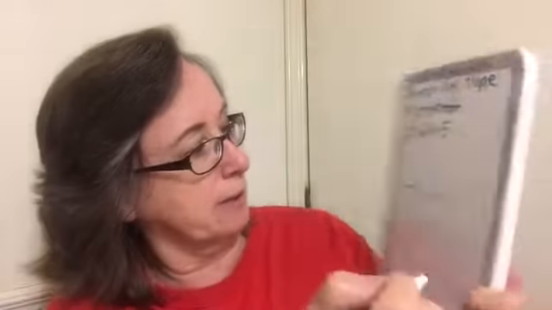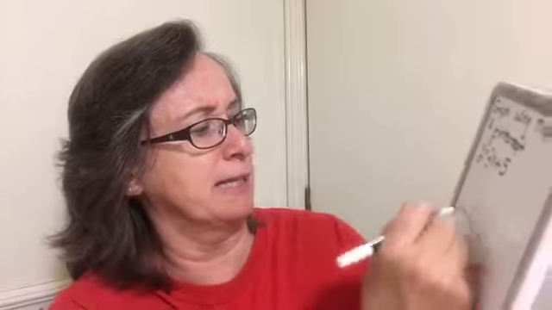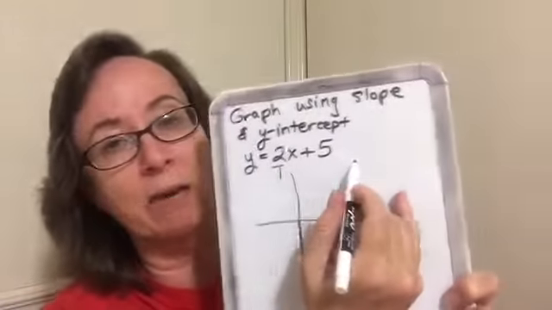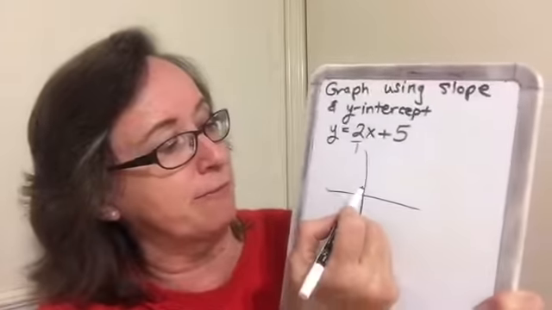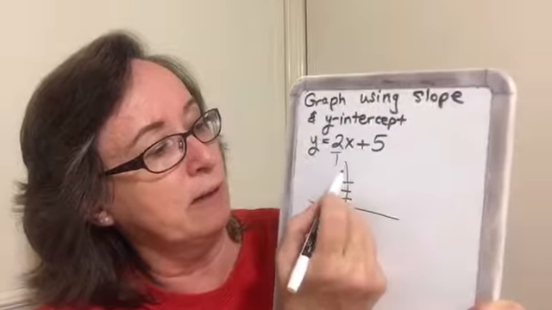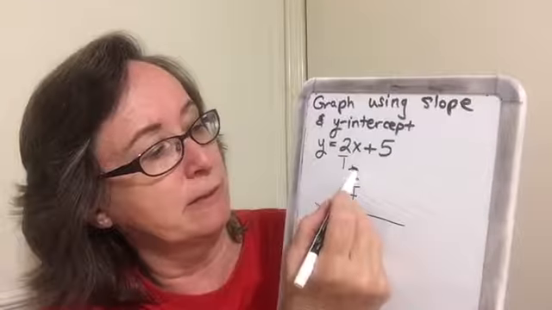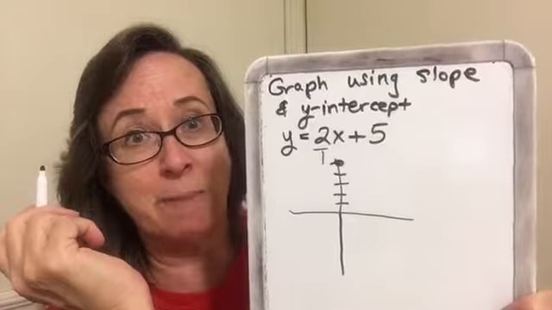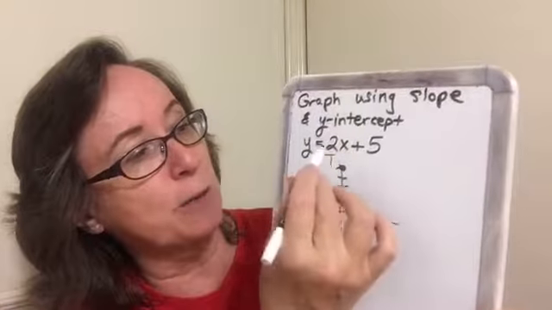So we make our little grid. Doesn't look very nice and neat, does it? Make our little grid, and we're going to go up to a y-intercept of 5. 1, 2, 3, 4, 5. And our slope is 2. Okay, but we're up at the top of our graph. So our slope is 2 over 1.